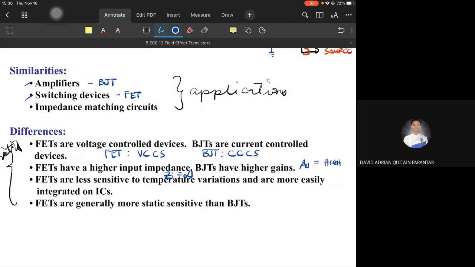But FETs are generally more static sensitive than BJTs. So, even though they are not temperature sensitive, they are static sensitive. That's why, in a more practical sense, we do not handle FETs using our bare hands only. Okay? So if we touch FETs and static discharge passes through our fingers, most especially, the FET will break, right? It has not even been used, and it's already broken, because you have not used a single device.